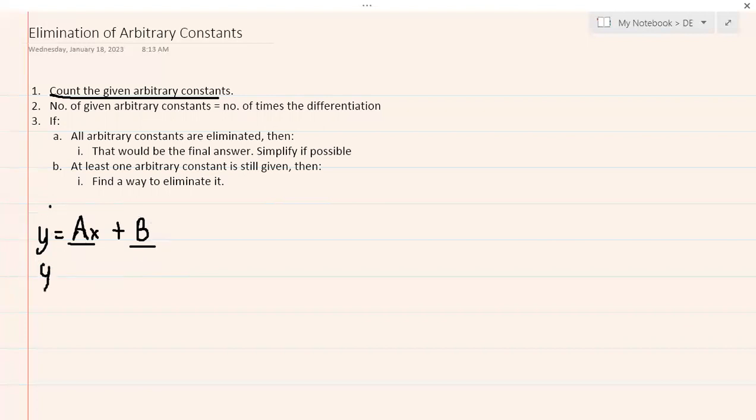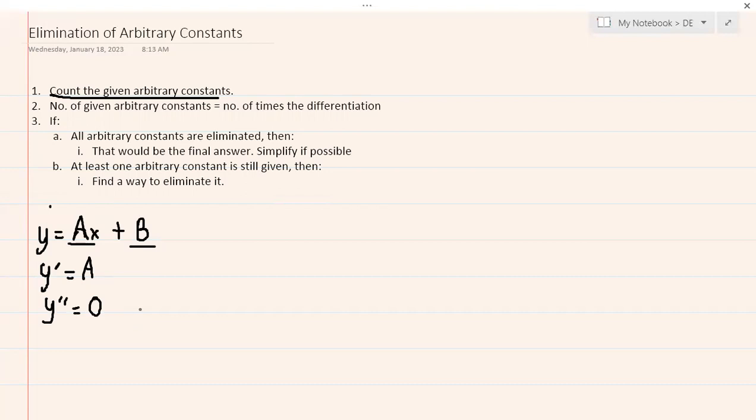We will have y prime is equal to ax plus 0. Or just ax. Then let's differentiate it again. We will have A. Oh, sorry, I made a mistake, guys. Sorry. Y prime is equal to just A. Then the second derivative of this is 0. That's it. So let's go to the third step.